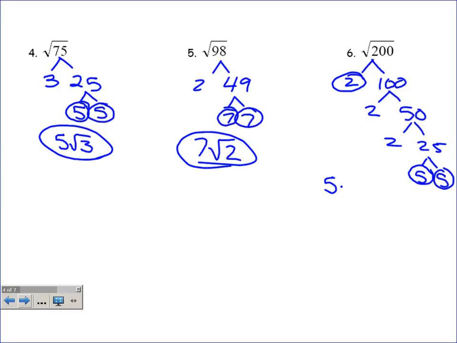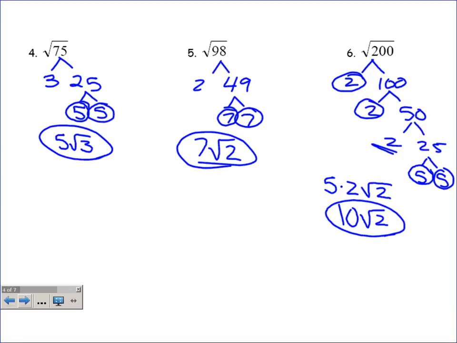A pair of 2s, so there and there, I can pull that out. Is there anything left over? 2. This 2 is left over, so it goes on the inside. What's my final answer turn out to be, Tyler? Pronounce it correctly. What's 5 times 2? 10. How do you pronounce this symbol? Square root of 2. So say it all together. Perfect. 10 times the square root of 2.